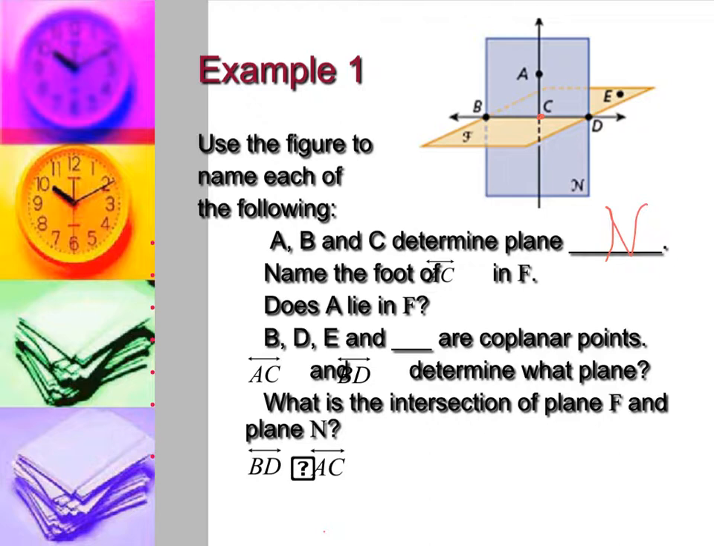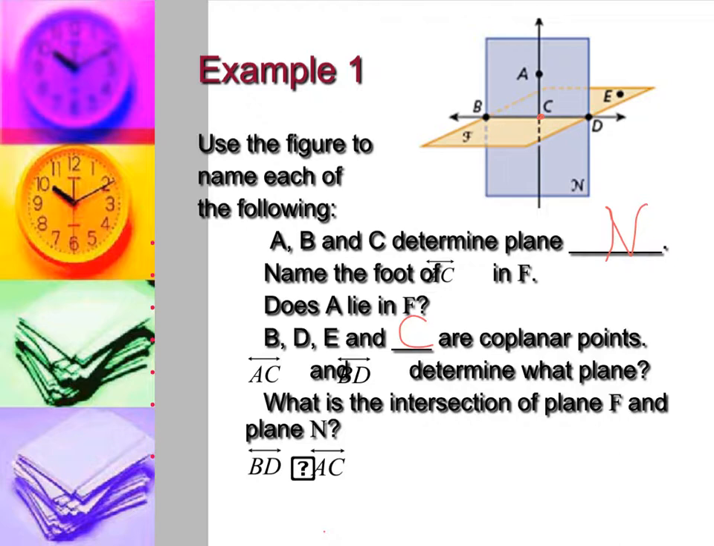Just make it fancy, okay? Pretend as you write uppercase cursive that you're writing to a king or a queen in medieval times. That's how you label a plane, with fancy, fancy letters. The fancier the better, really. All right, then it says B, D, E, and what are coplanar points? B, D, E, and C are coplanar points.